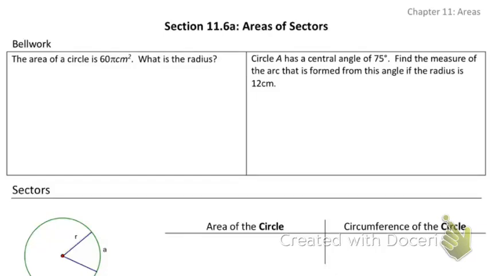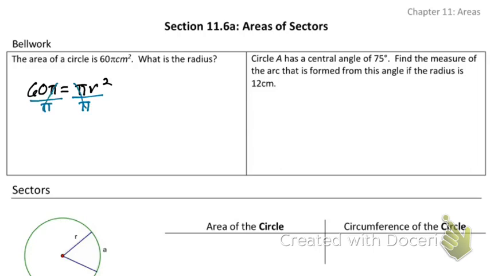First one says the area of a circle is 60 pi. What is the radius? Can someone tell me how to set this up? Labib. 60 pi equals pi r squared. Perfect. Then my next step would be to divide both sides by pi so I can eliminate that pi.